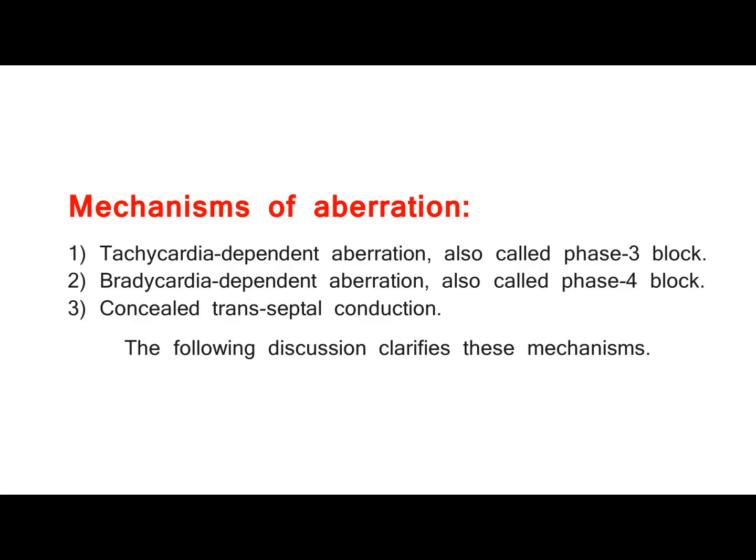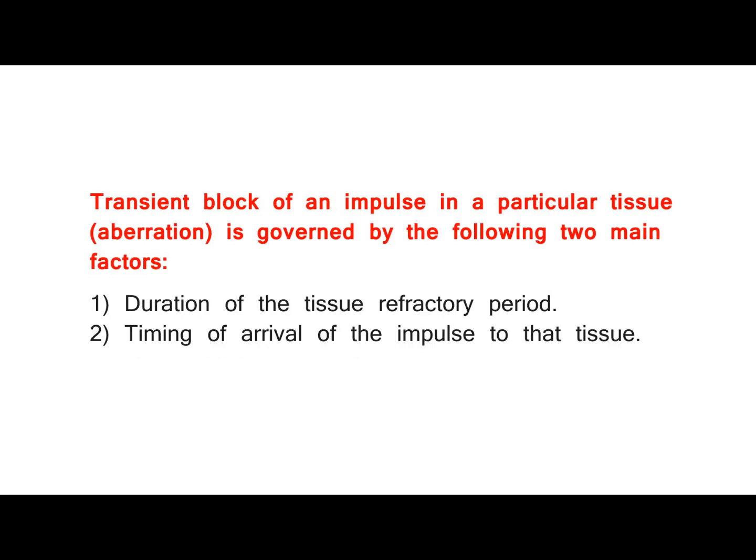Mechanisms of aberration. 1. Tachycardia-dependent aberration, also called phase 3 block. 2. Bradycardia-dependent aberration, also called phase 4 block. 3. Concealed transseptal conduction. The following discussion clarifies these mechanisms. Transient block of an impulse in a particular tissue, aberration, is governed by two main factors. 1. Duration of the tissue refractory period. 2. Timing of arrival of the impulse to that tissue.